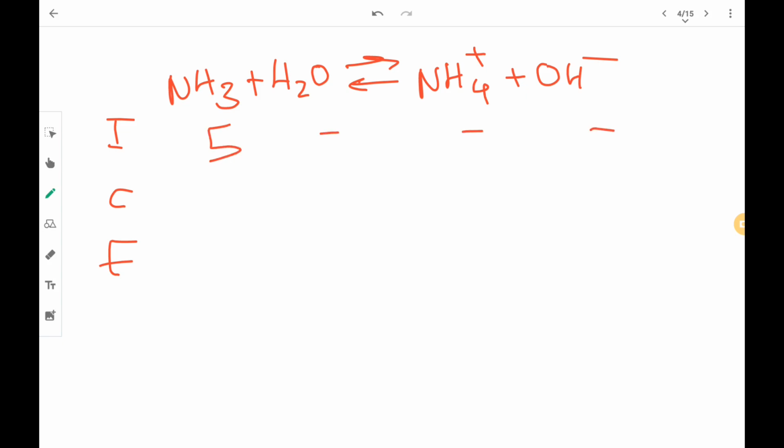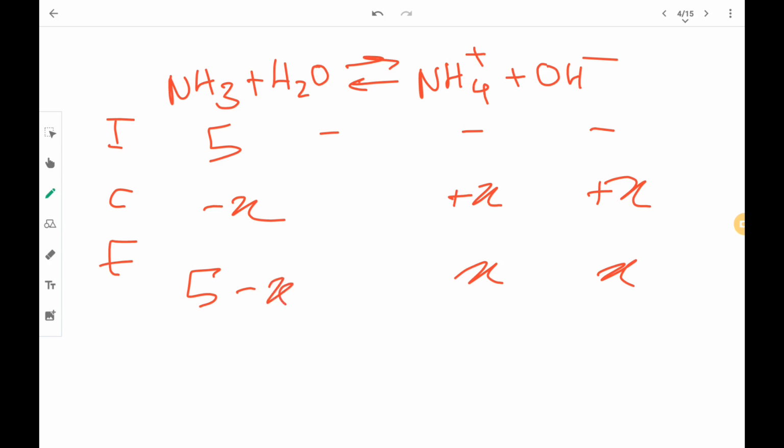5 minus X, plus X, plus X, X, X, and 5 minus X. So you can see from here the expression for Kb is X squared over 5 minus X, X being the concentration of OH minus. So since you have the pH, you can get the pOH, which is 14 minus the pH, which they gave you in the question is 12, which is 2.